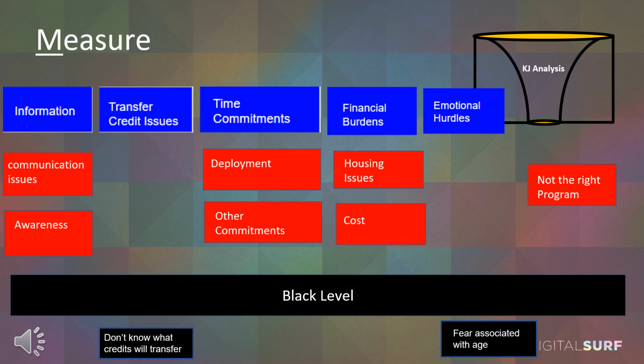That's information, transfer credit issues, time commitments, financial burdens, and emotional hurdles. And all of these blue levels have lots of sticky notes built up into them, and we are able to really take those 70 sticky notes we started with and consolidate them into 5 main categories to focus on going forward.